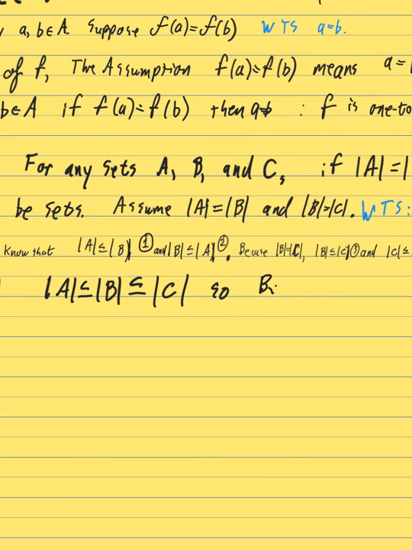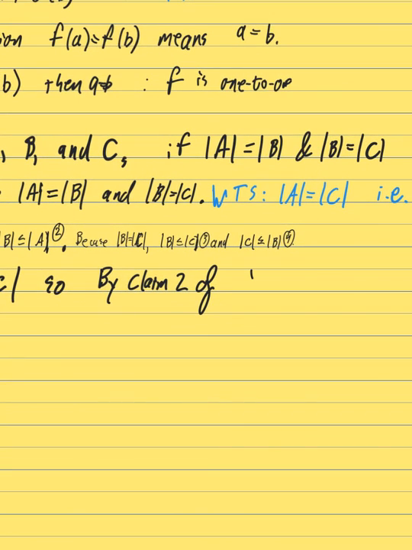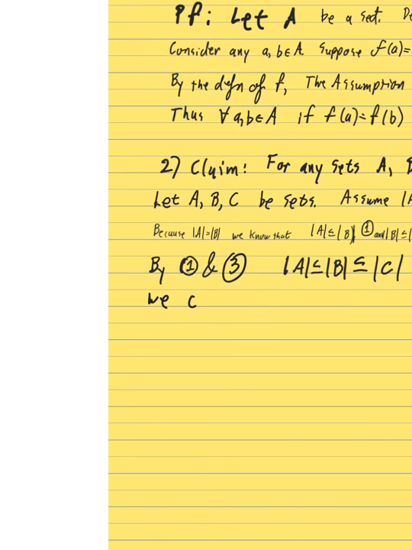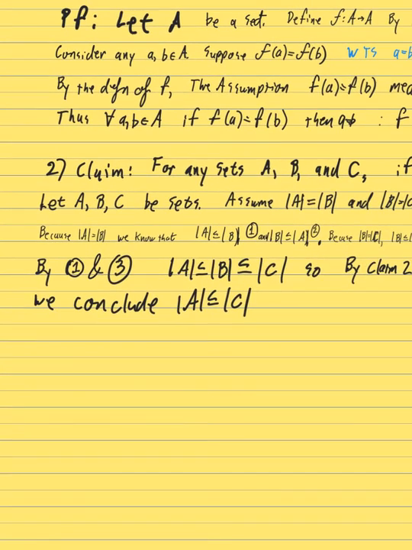So, by claim 2 of Proposition 2.4.3, we conclude size of A is less than or equal to the size of C. So that claim from this proposition is the one that tells you that being smaller than is a transitive relation. And the next argument is basically the exact same, so I'll shorten it.